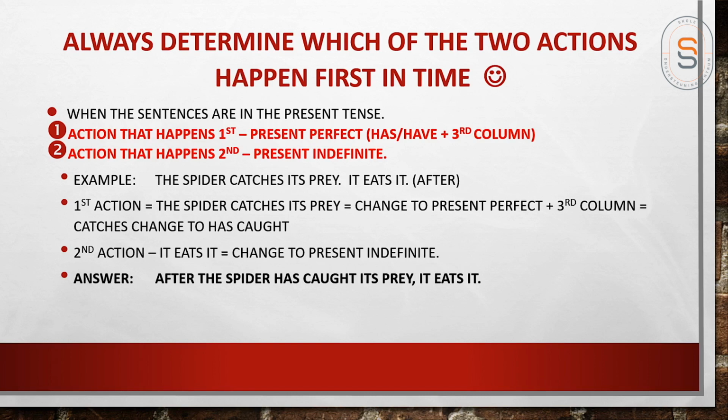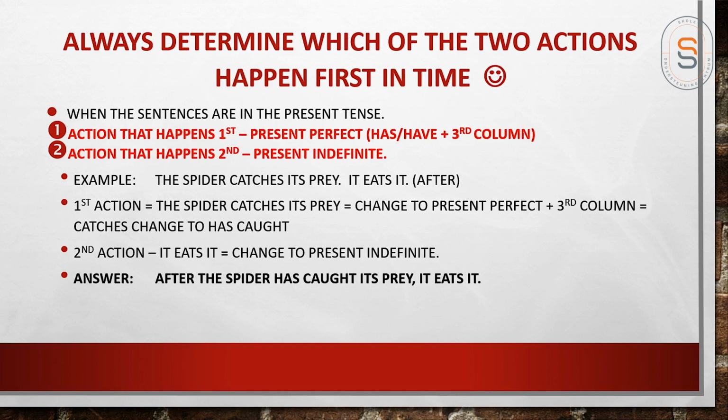Let's look at the example. The spider catches its prey, it eats it. You have to use the word after to combine the two sentences. Now, step one, determine which action is first. The first action, I think, would be the spider catches its prey. And what do we know? That first action must change to the present perfect plus the third column. So catches will change to has caught.